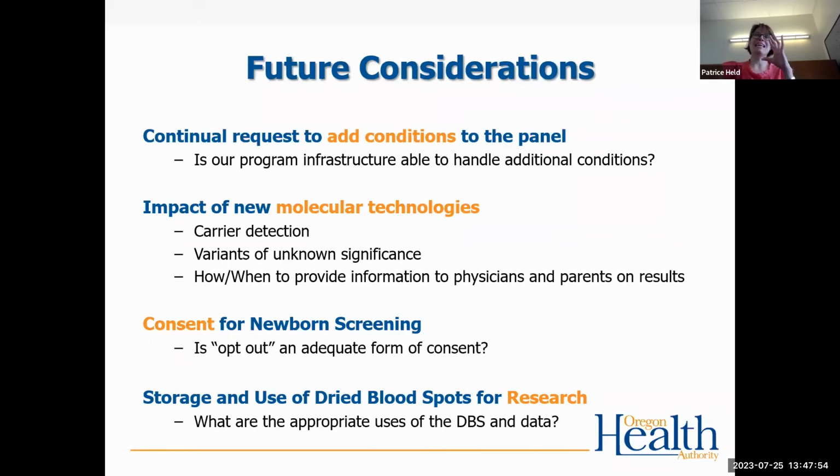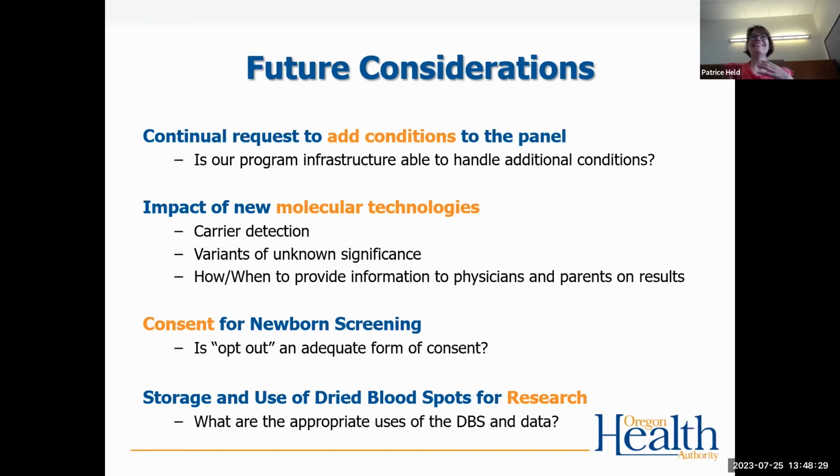So given the expansion of new diseases and new technologies, where should we be putting our efforts into planning for the future? So one of the things that we think about is this continual request to add new conditions. And I think one of the things that I worry about is whether or not our current program infrastructure is able to handle additional conditions. What does it look like? Do we have the resources necessary to keep up with the addition of new conditions?